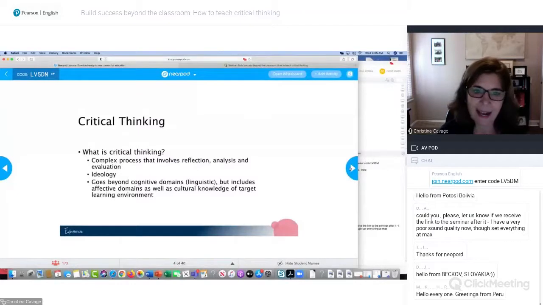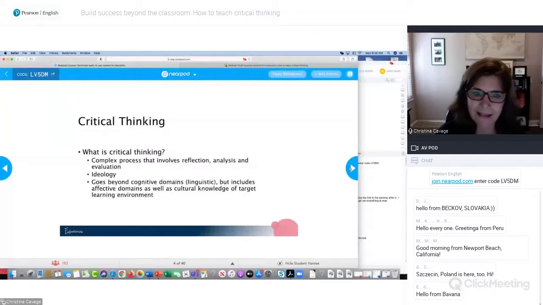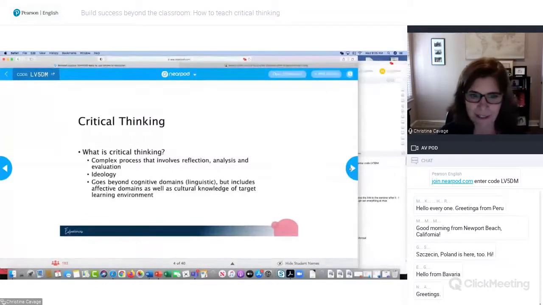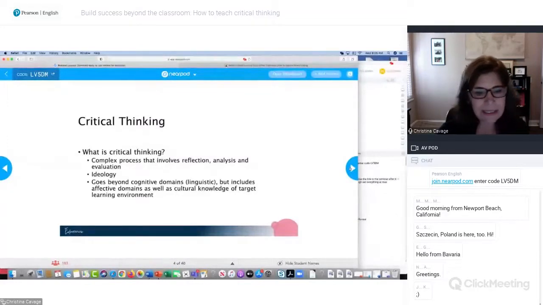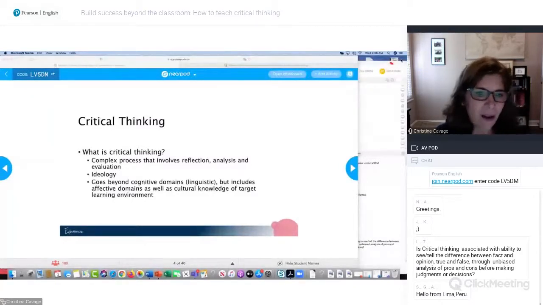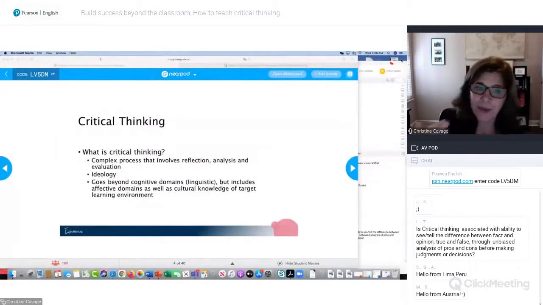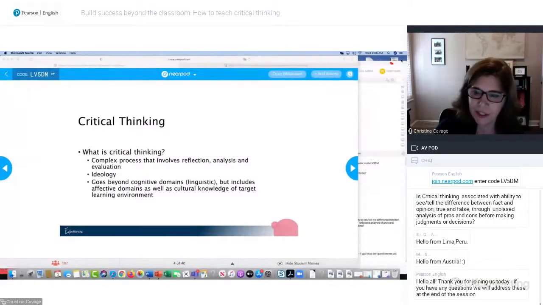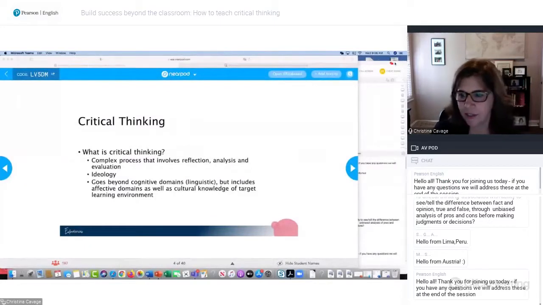It also goes beyond the cognitive domain. If you were with us last time, I talked a little bit about Bloom's and moving up Bloom's taxonomy. So it goes beyond that cognitive domain. It also includes those affective domains: being able to listen to our classmates, being able to respond appropriately, setting values, all of that good stuff. And also, we have to take into consideration the cultural knowledge of the target learning environment. So not only do we need to build those cognitive domains and those affective domains, we also need to consider the cultural knowledge that students need in that target learning environment.